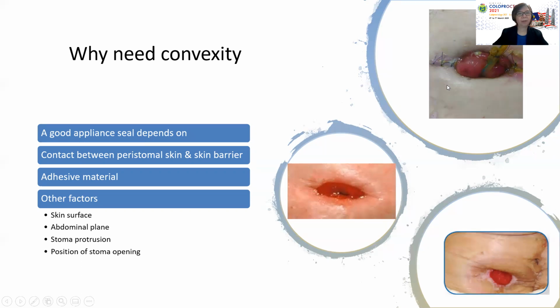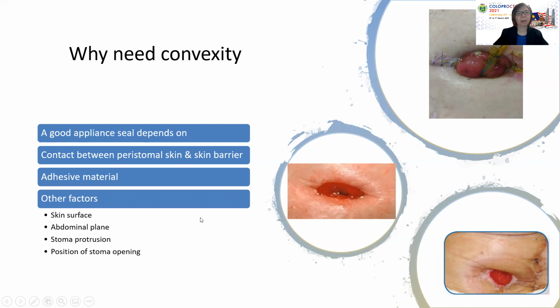Besides skin surface, we also have to look at the abdominal surface. For example, this abdominal surface is quite firm. Whereas if we have a patient with a very flaccid abdomen or a lot of skin creases, then it is not so easy to manage as well. Convexity becomes very handy if you have a patient with multiple skin folds.